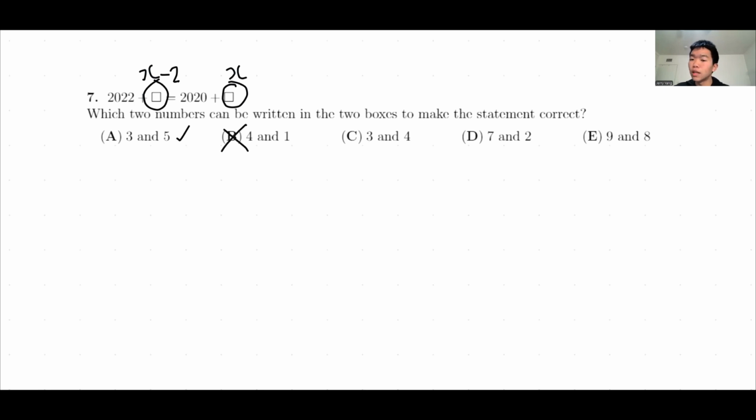7 is not 2 less than 2. So we know D is not an option. And 9 is not 2 less than 8. So we know E is not an option. So this one, pretty simple. The answer has to be A because none of the other answer choices work just based off of the variables that we have here.